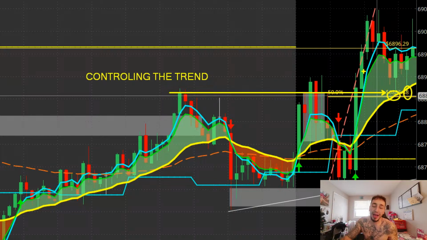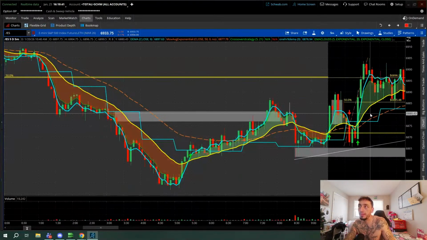So basically, remember though, buyers are controlling the trend here. This is how I know buyers got the ball. Now, what happens here? Look at this.